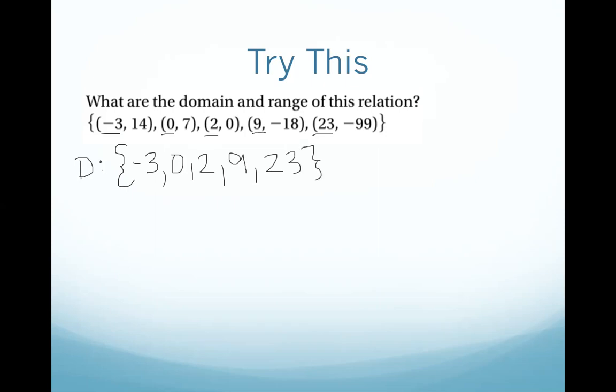That's my domain. We'll do the same thing for range, R for range. For range, I'm looking at my output values. That's the Y coordinates of all of these points. And so that is 14, 7, 0, -18, -99. That is my domain and range for this list of ordered pairs.